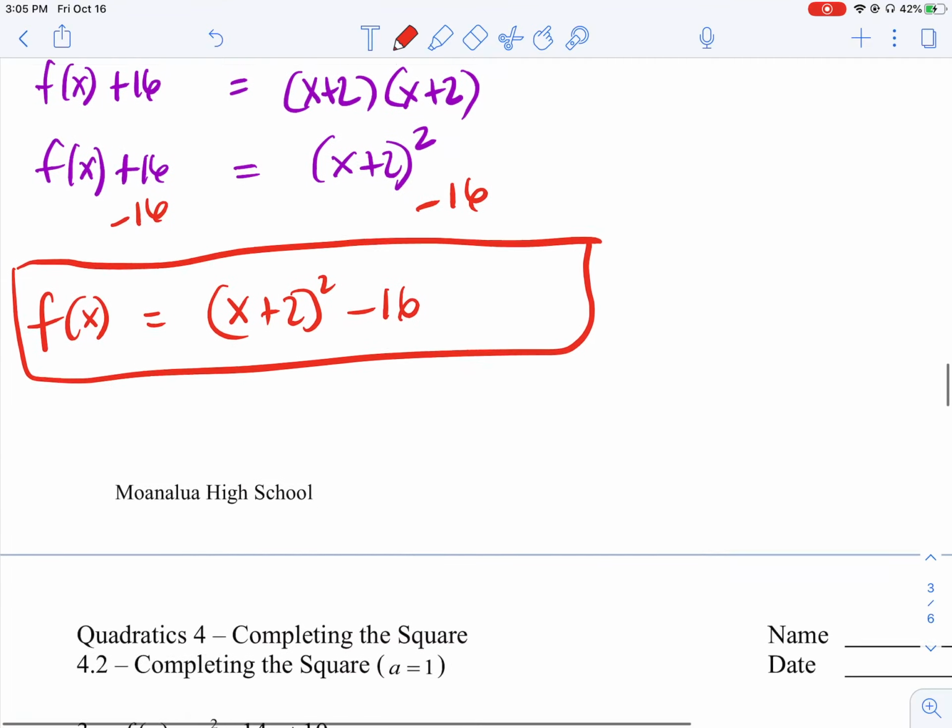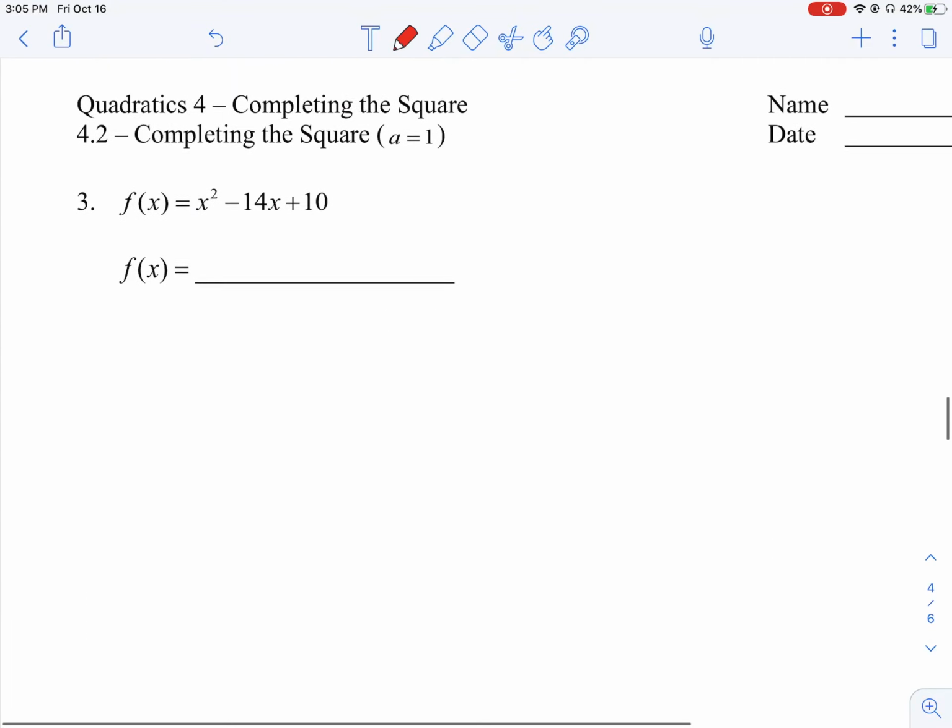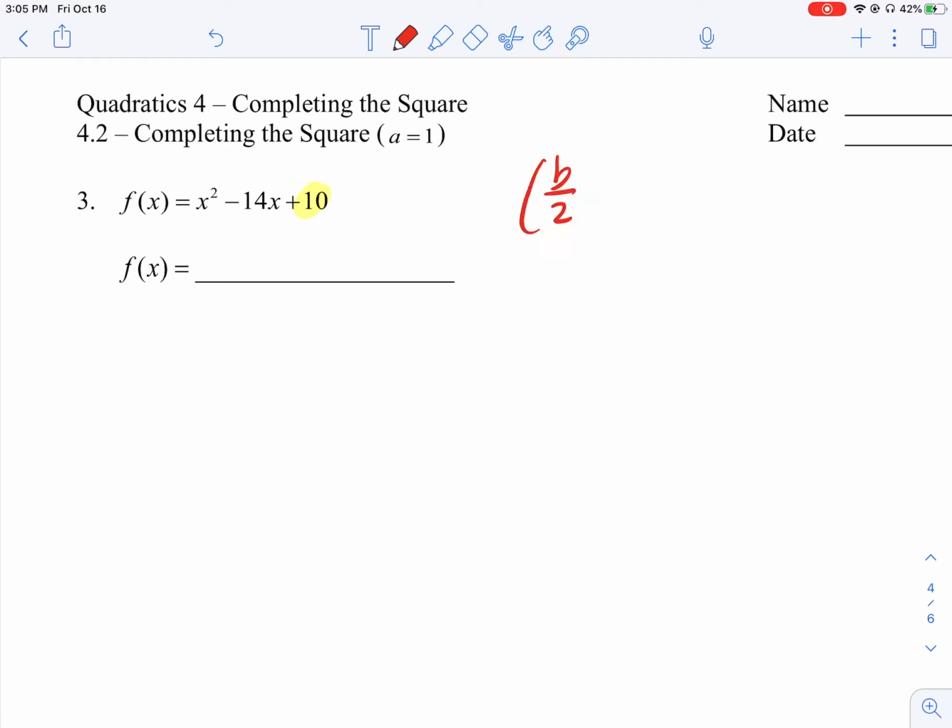More examples? Let's have more examples. Two more examples. So let's do 10. Is 10 a perfect square? Nah, 10 is not a perfect square. What would make this a perfect square trinomial? Let's try. Let's use our formula b divided by 2.